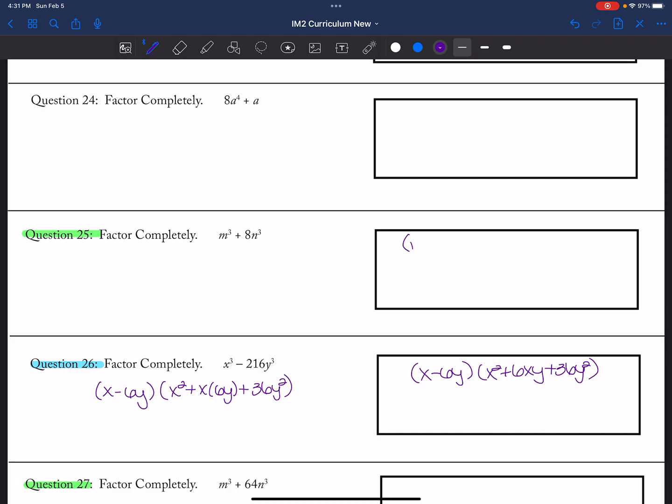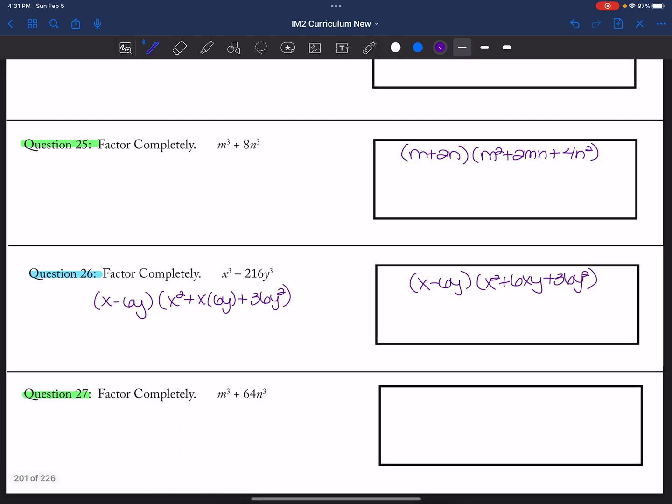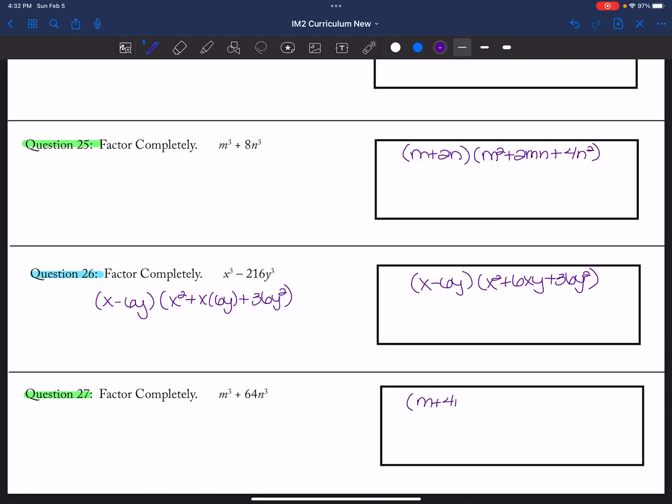M plus 2n, m squared plus 2mn plus 4n squared. M plus 4n, m squared plus 4mn plus 16n squared. Oh, I keep messing it up. I did it twice. Somebody's got to stop me. There should be subtraction right here. I get all excited with too many addition signs.